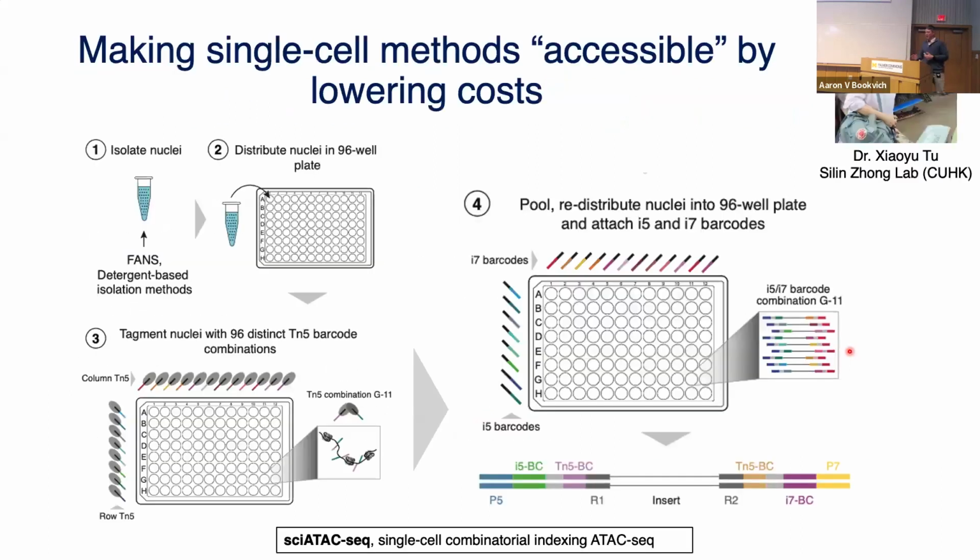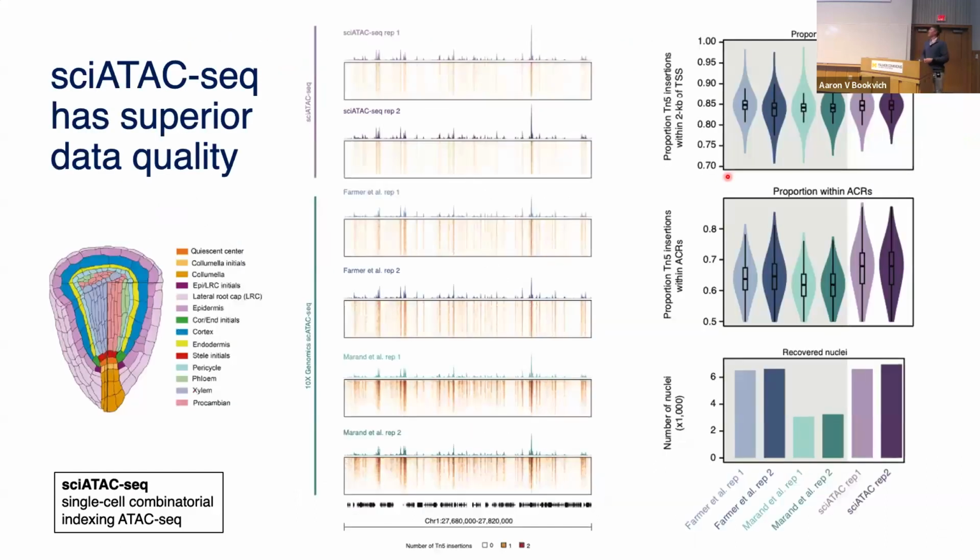All right. I'm going to try to go over this really quickly, but we're also trying to find ways to democratize single cell approaches. One way you can do that is using combinatorial indexing. This was work done with Xiaoyu Tu and Celine Zhang at the Chinese University of Hong Kong. Basically, it's combinatorial indexing, but we did it in plants. And it gives really good quality data, better than 10x.